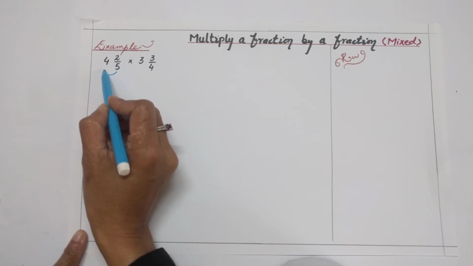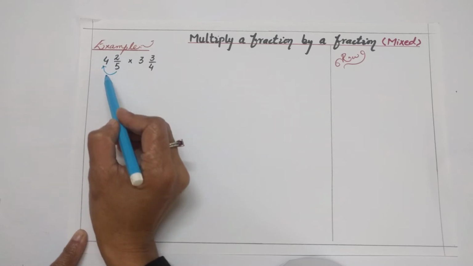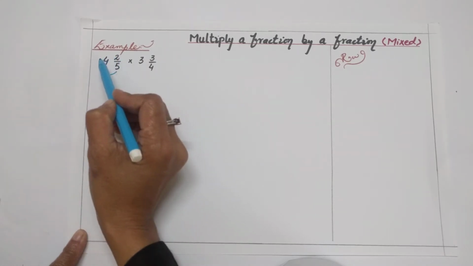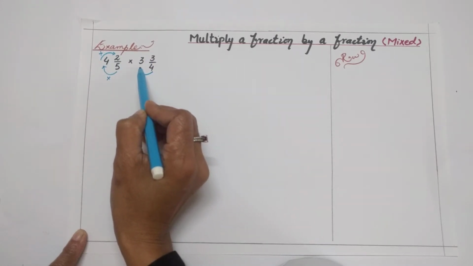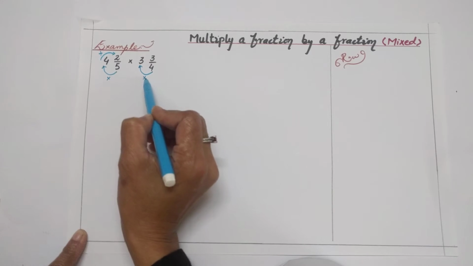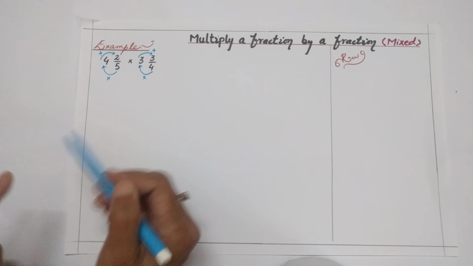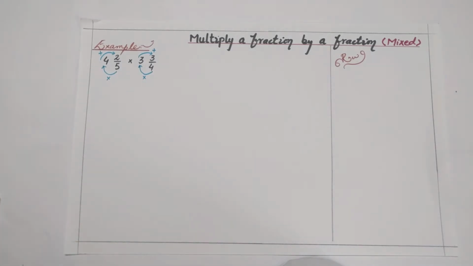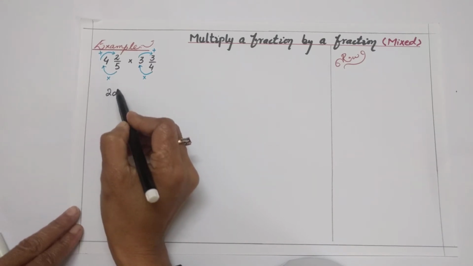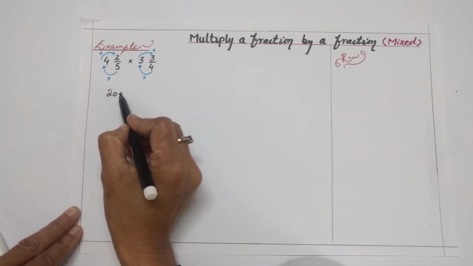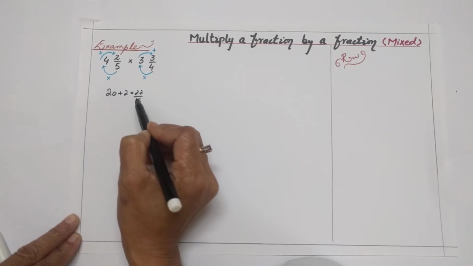To convert the mixed fraction into an improper fraction, multiply the denominator by the whole number and then add the numerator to the answer. Same with the second one. Okay, so let's start. 4 5s are 20, and 20 plus 2 is equal to 22. So our answer is 22 by 5.